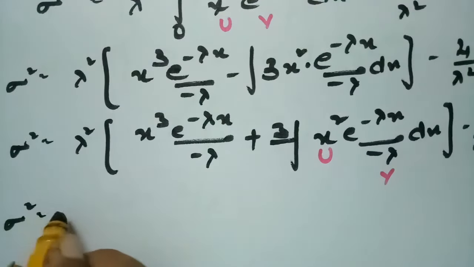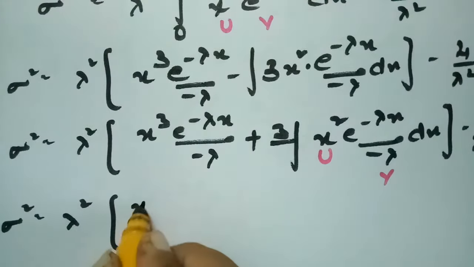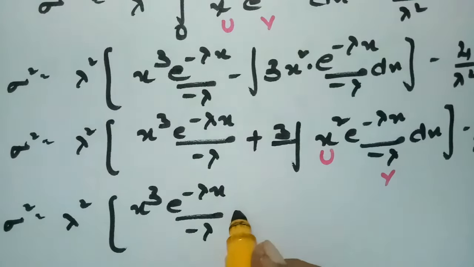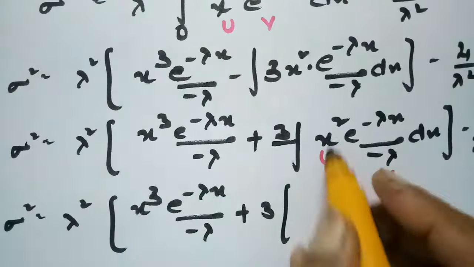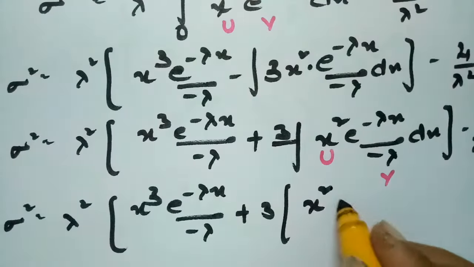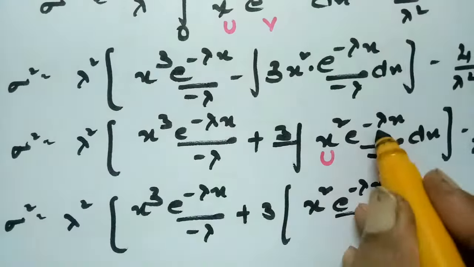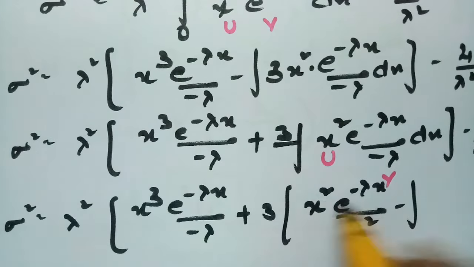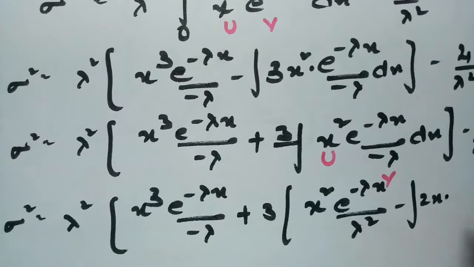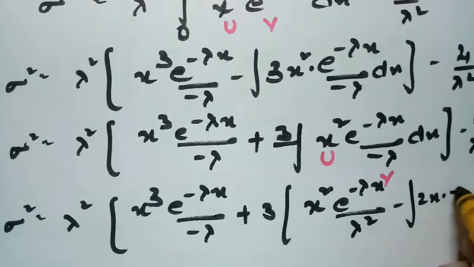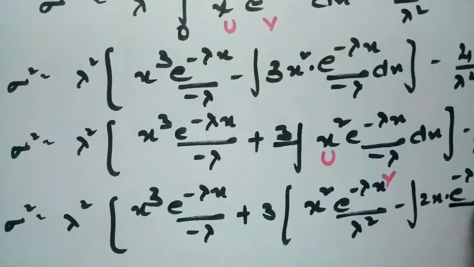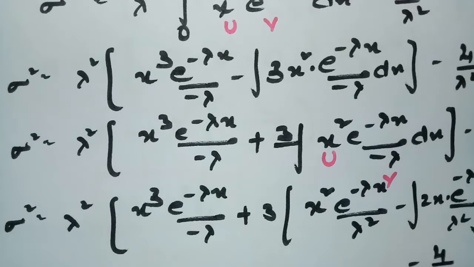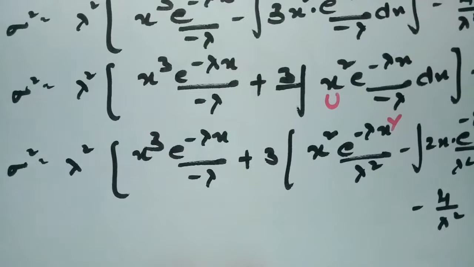So if I integrate, this is lambda square, x cube e power minus lambda x by minus lambda plus 3 times. u we have to leave as it is, v we have to integrate. Again, minus lambda, minus of minus plus lambda, whatever we left as u we have to differentiate, that is derivative 2x. And again minus lambda x by lambda square, minus this value is 4 by lambda square.